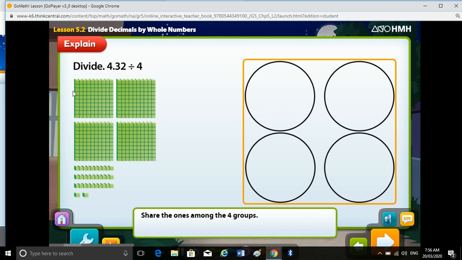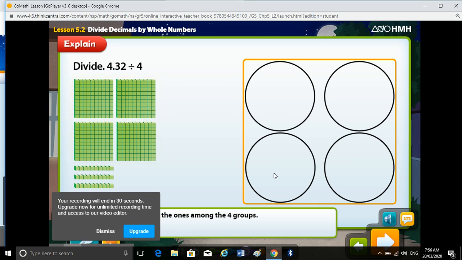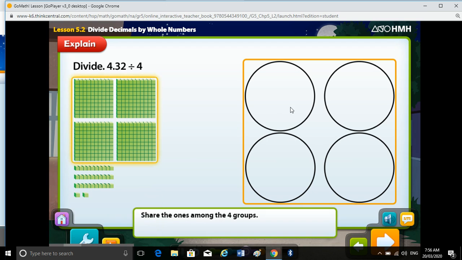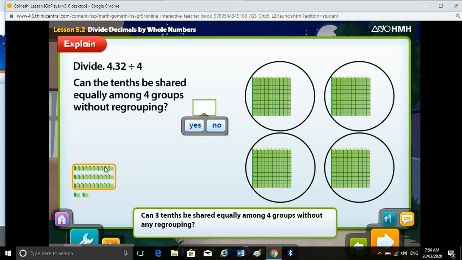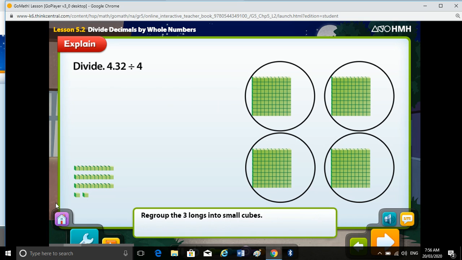Share the ones among the 4 groups. 4 divided by 4 is 1 in each group. There is 1 flat in each of the 4 groups. Now can 3/10 be shared equally among 4 groups without any regrouping? No. That's right. 3/10 can't be shared equally among 4 groups without regrouping. Regroup the 3 longs into small cubes.